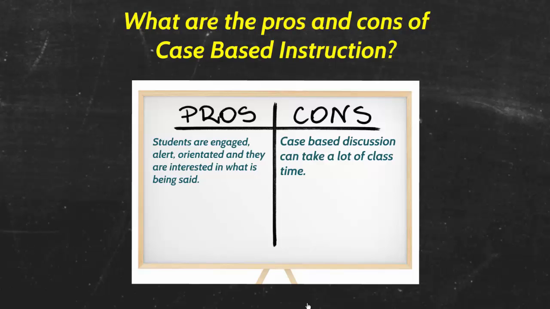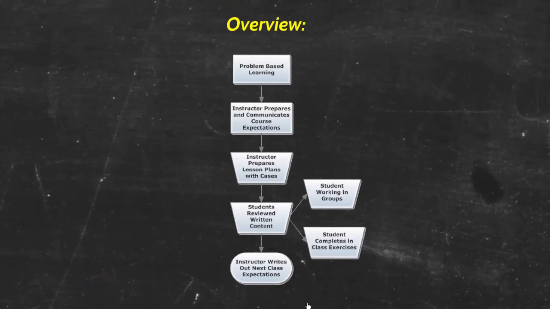Here's an overview of what I was explaining. So let's just go through this step by step. In problem-based learning, the instructor has to prepare and communicate all course expectations to the students. These course expectations are consistent with MK Education objectives provided to you in the manual and in the textbooks. Please make sure that you have reviewed them thoroughly so that you can communicate to students exactly what they will have to do.